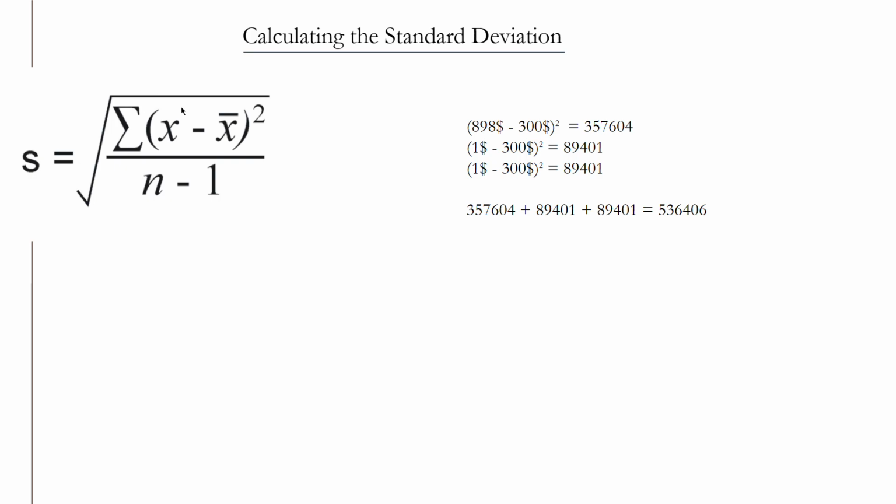Let's say this is $898 minus the mean, which is minus $300, and you square it. This symbol right here means you have to do that to every value in the data set and add all the results together. So let's do that right here. $898 minus $300, squared, is 357,604. $1 minus $300 squared, yes, also squared, is $89,401. $1 is the same thing. So now you add all of these up.